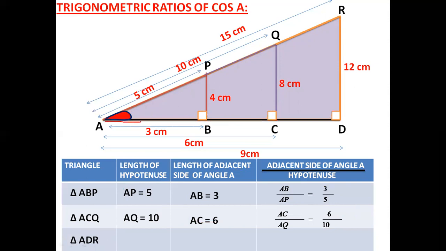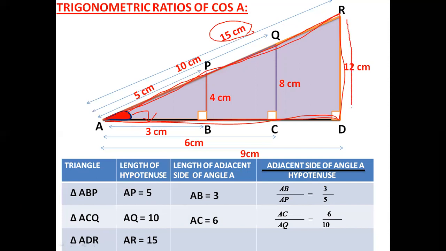Now in this right angle triangle ADR, what is the hypotenuse? AR is the hypotenuse. What is the length of AR? 15 centimeters. Right, here AR is equal to 15 centimeters. And what is the adjacent side of angle A in ADR? AD is the adjacent side to the angle A. DR is the opposite side of angle A. So AD is equal to 9 centimeters.